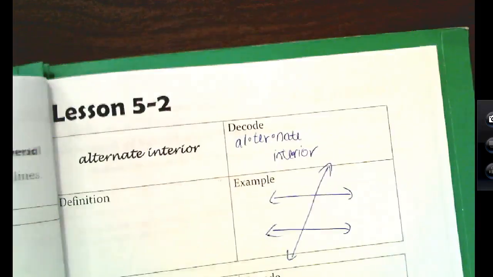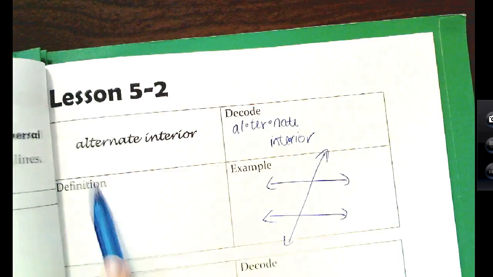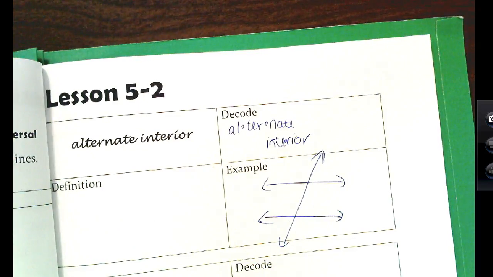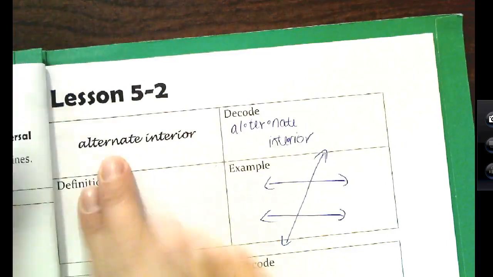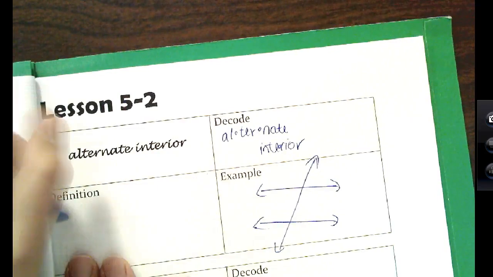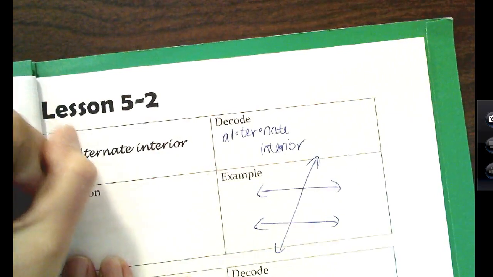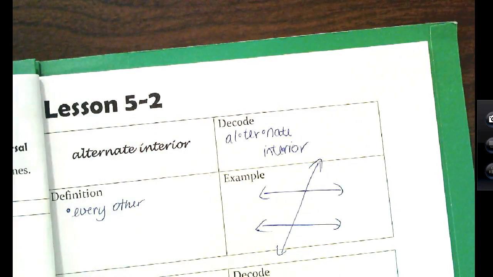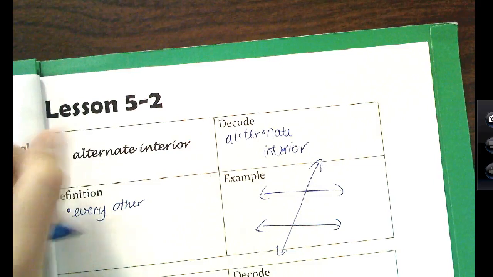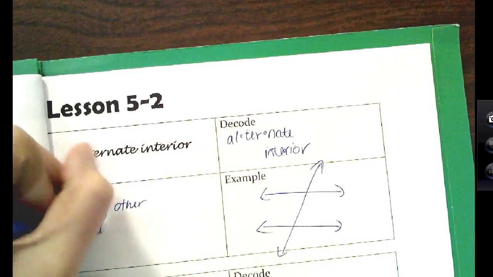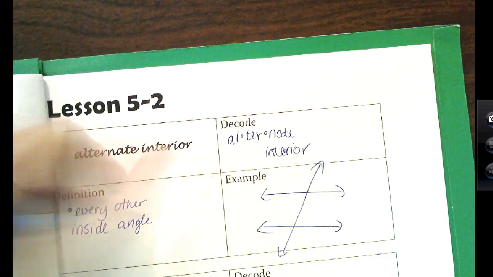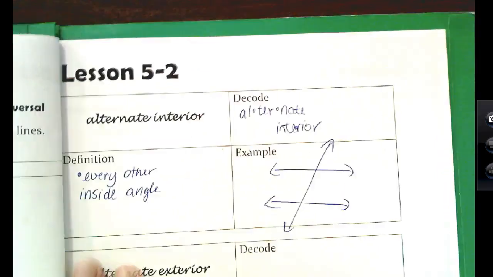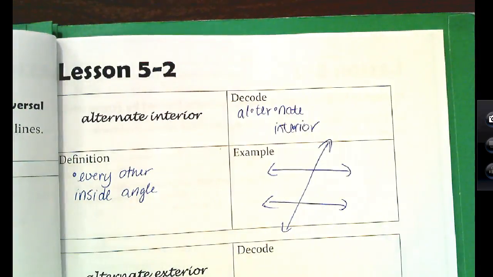All right, so do you guys know what the word alternate means? Like switch, to switch between, right? Or every other, you could say. So for our definition for alternate interior, we're going to say every other inside angle. So interior means inside. They're talking about the interior of your house. That's inside your house.